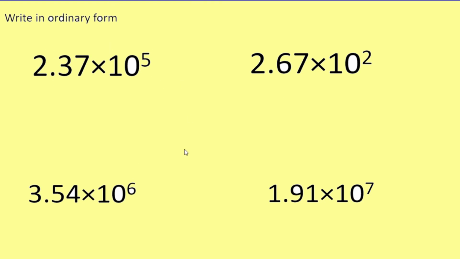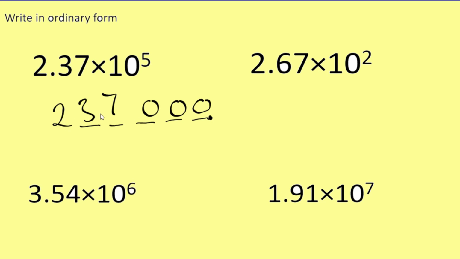So in ordinary form, what I would do is I would write 237, and my point is currently there. So I'm not going to actually write the point, but I know it's there. And what I would do is I would move my point 1, 2, 3, 4, 5. So the point comes to this end here because that's a 5 there. So I'm moving it 5 to the right. And everywhere where I've got a gap, I'm just going to put a 0. So we've got 237,000.